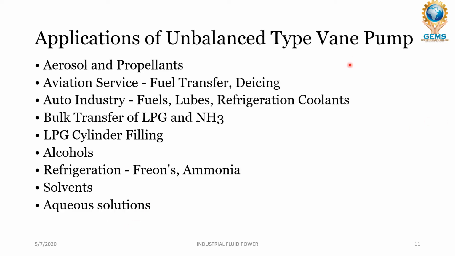So what are the applications of unbalanced type vane pump? Where are we using this unbalanced type vane pump? We can use this for pumping aerosol and propellants, aviation service, in fuel transfer and de-icing, in automobile industry, fuels, lubes, refrigeration coolants, and bulk transfer of LPG and NH3, that is ammonia, LPG cylinder filling. Also alcohols, refrigeration, freons, ammonia, solvents, aqueous solution. These are the areas we can go for unbalanced type vane pump.